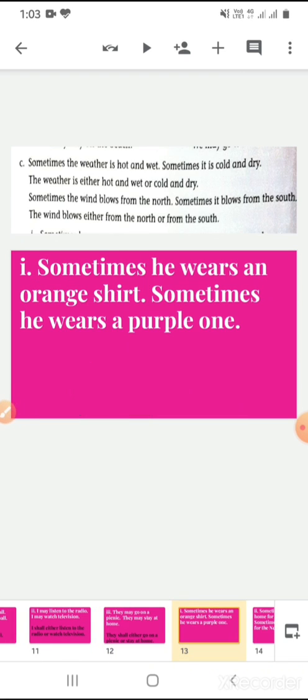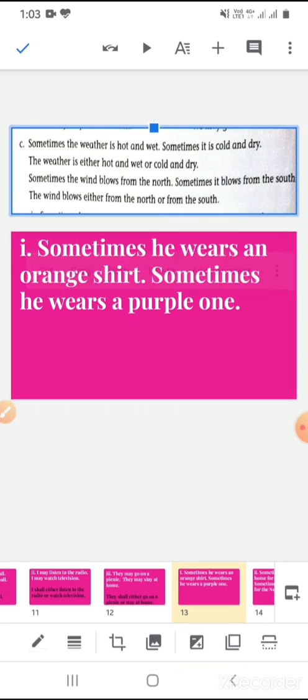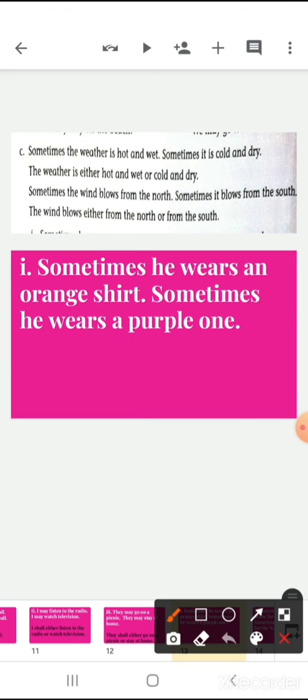In this exercise also we have to use either or. See the example. Sometimes the weather is hot and wet. Sometimes it is cold or dry. The weather is either hot and wet or cold and dry. See, in this way we have to convert it. Alright. Now see the next example.